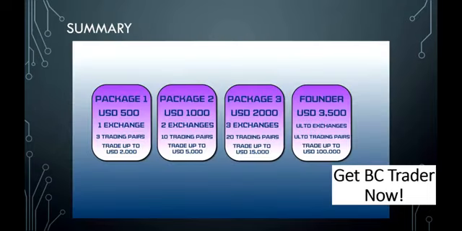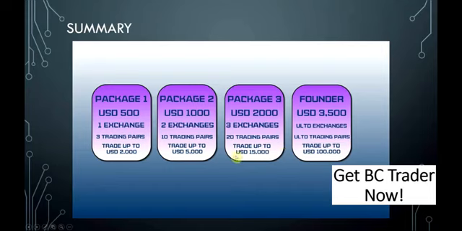All right. So this is a summary of the packages that are being offered. Package 1, 2, 3, and the founder. 500, 1,000, 2,000, 3,500. These are the amount of exchanges. So this is unlimited exchanges. This is the abbreviation for unlimited. And it trades up to 100,000 for the founder. So the founder obviously is the most value for money. You can see there's a huge jump from 15,000 to 100,000 here.